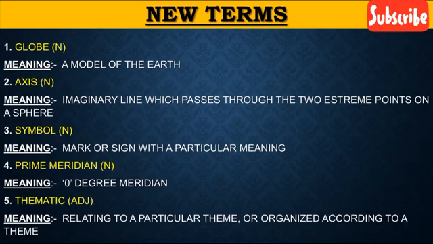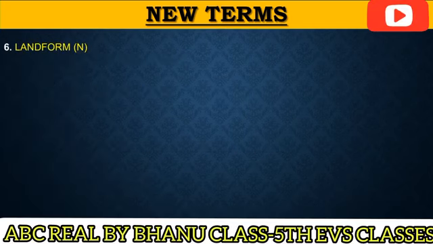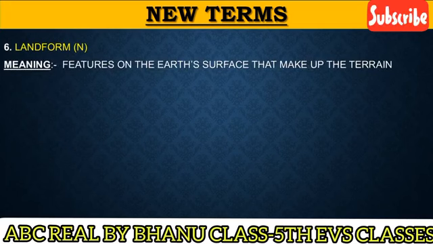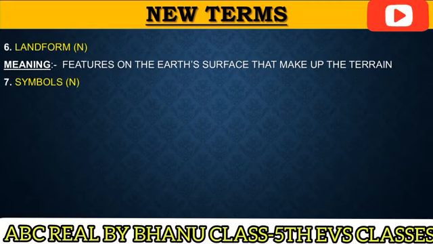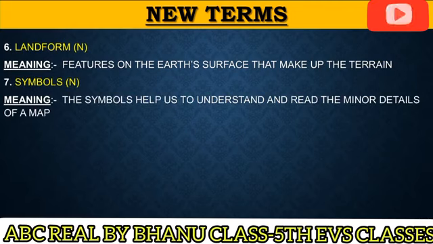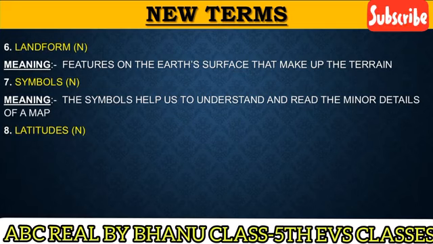Let's move on to sixth. Landform. Landform is a noun which means features on the earth's surface that make up the terrain. Seventh, symbols. It is a noun which means symbols help us to understand and read the minor details of a map.